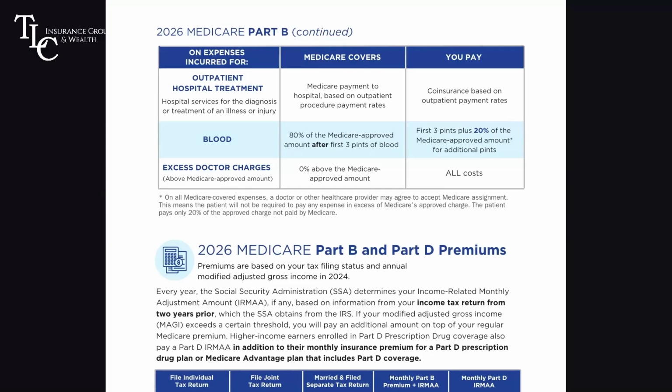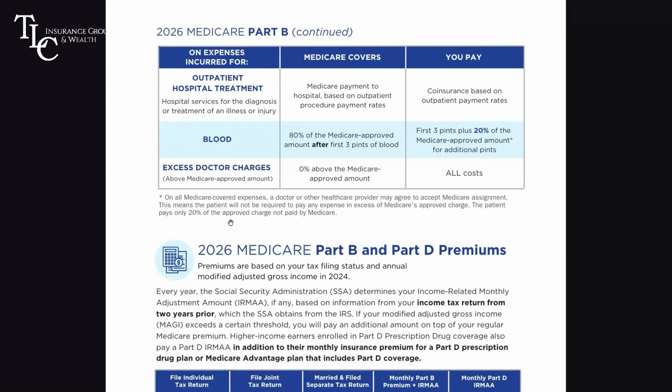If your doctor or provider or hospital charges more than the Medicare approved amount, if all you have is Part B, Medicare is not going to cover any of that. They're going to cover 0% of the Medicare approved amount, as you see here in the middle of our page. You then would be responsible for all cost.